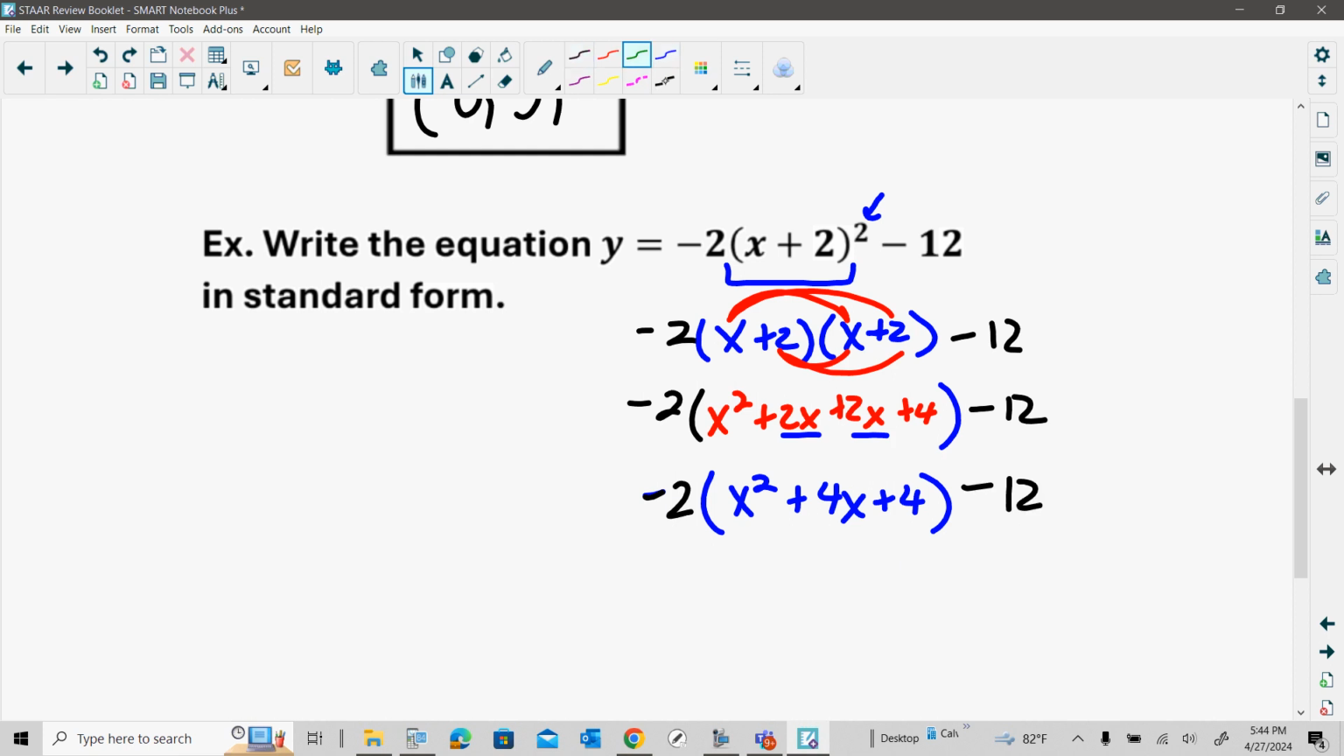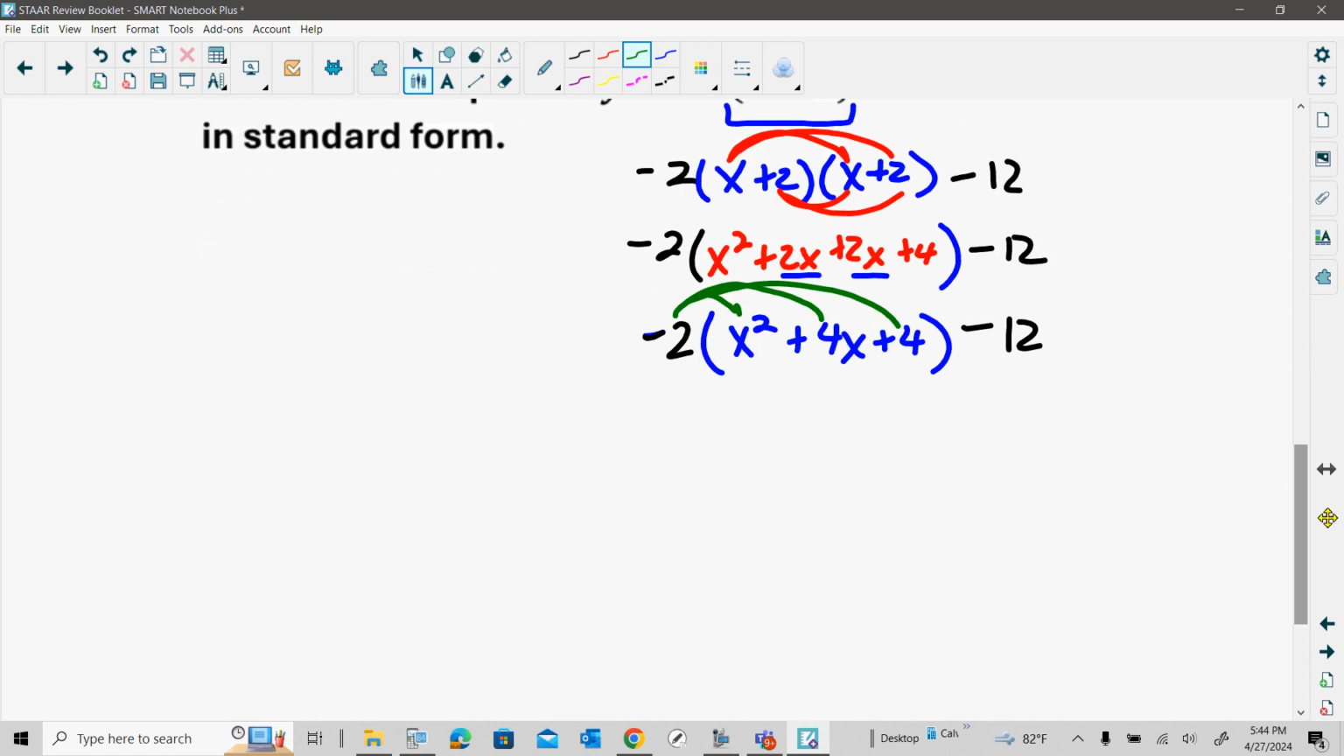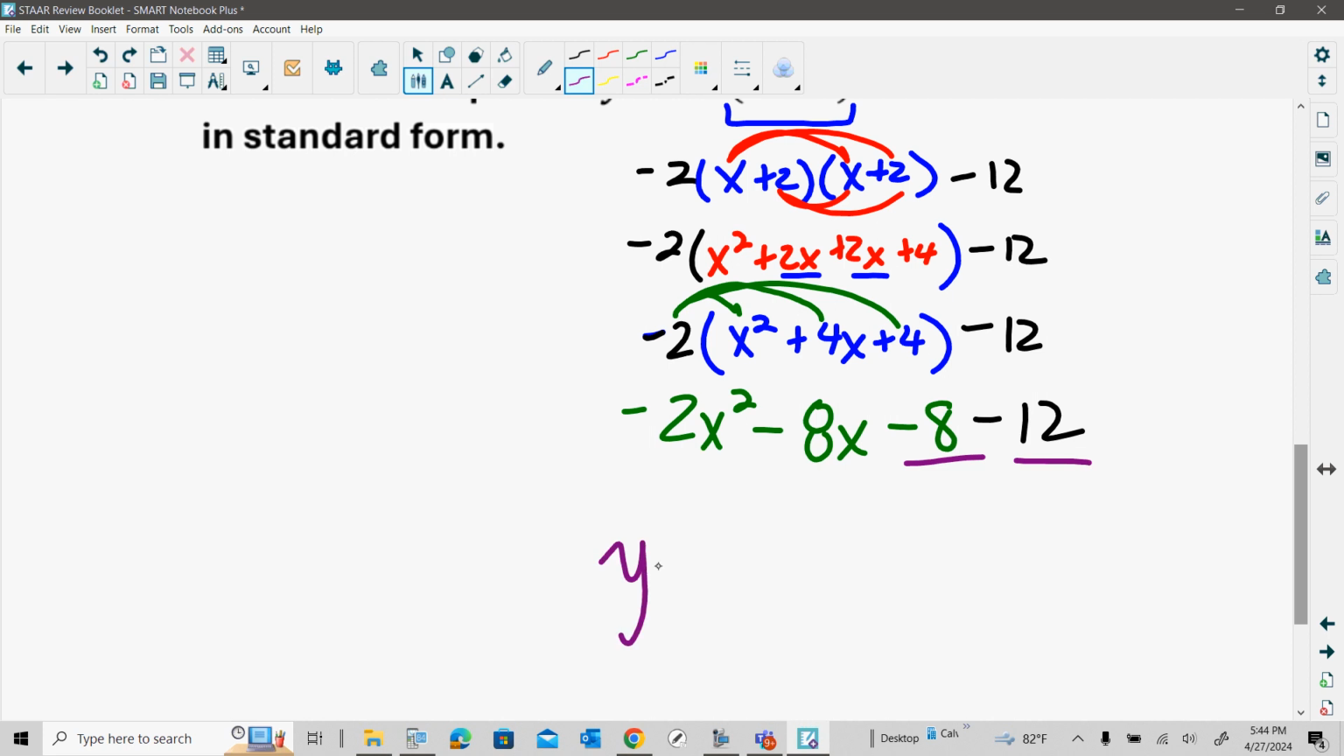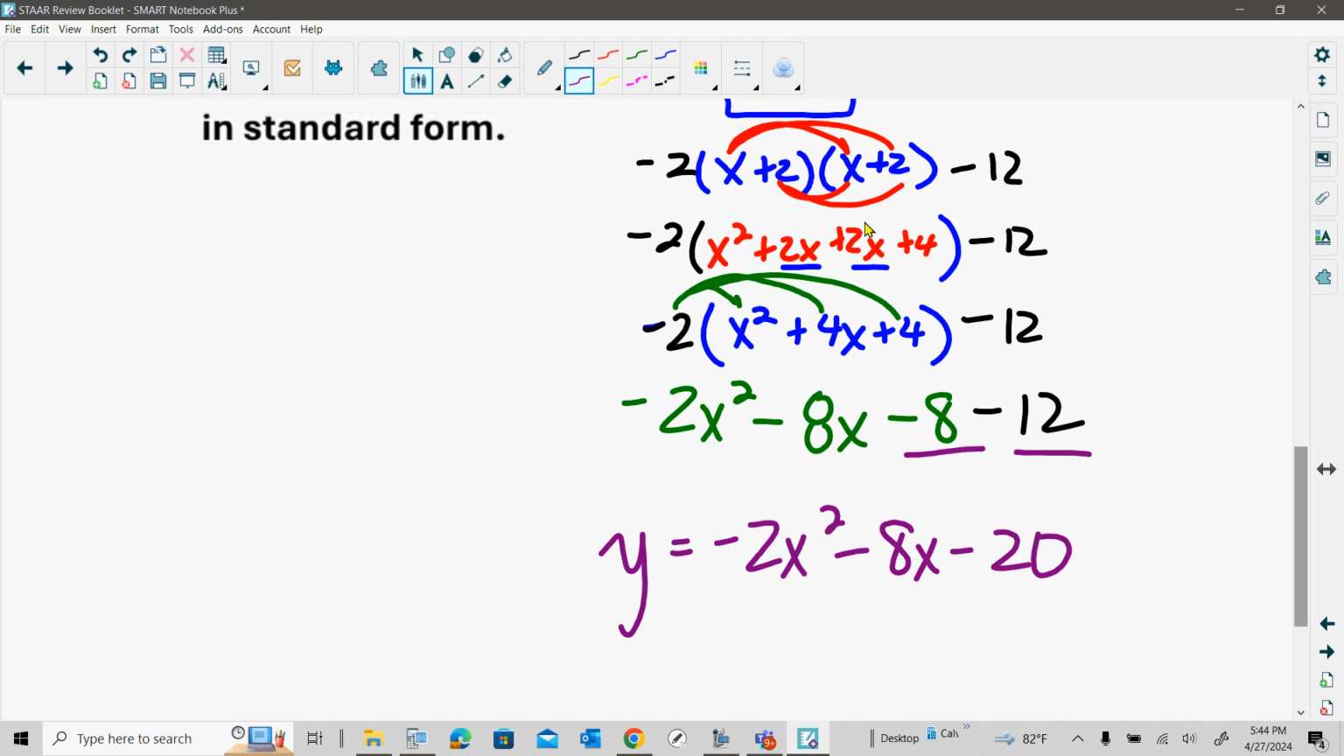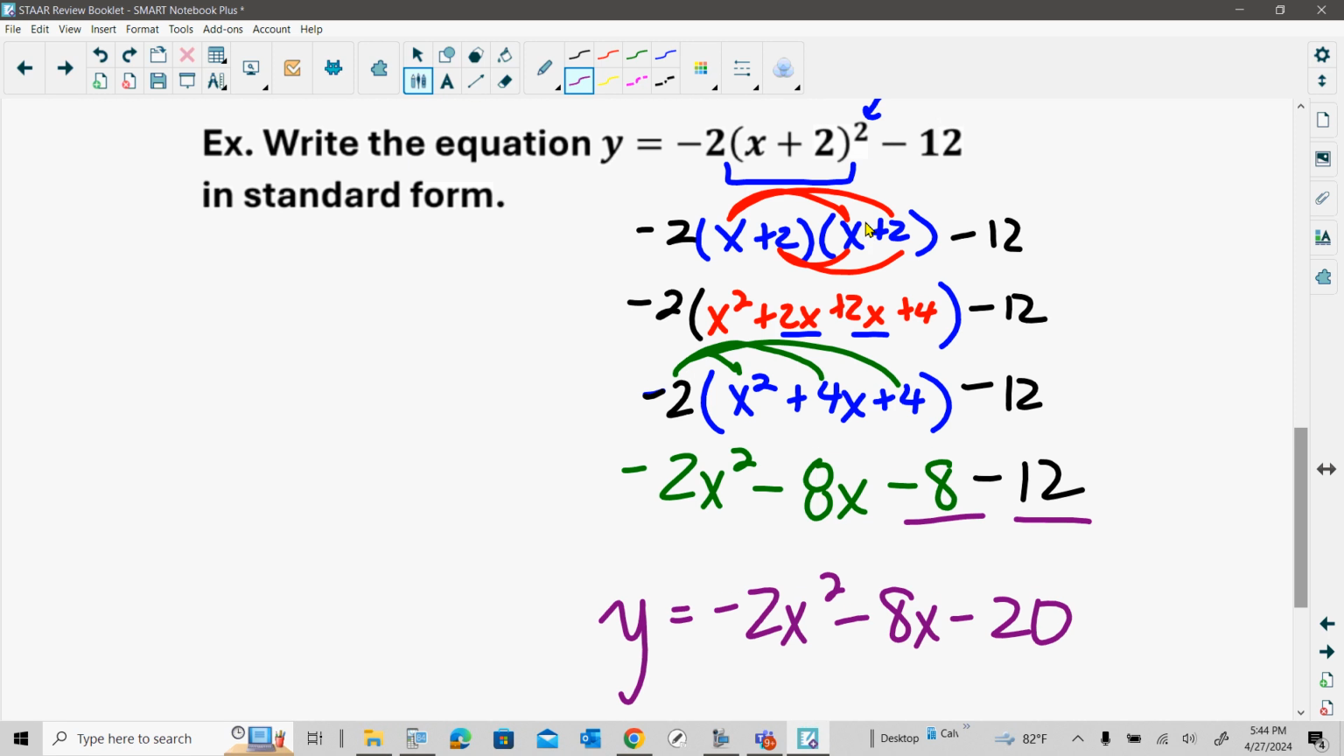All right, so now the third step is to distribute. Okay, so when I distribute, this is going to give me -2x squared minus 8x minus 8, and then the -12. And so the last thing we have to do is combine these like terms, these constants. So our y equals -2x squared minus 8x minus 20. That's the standard form.